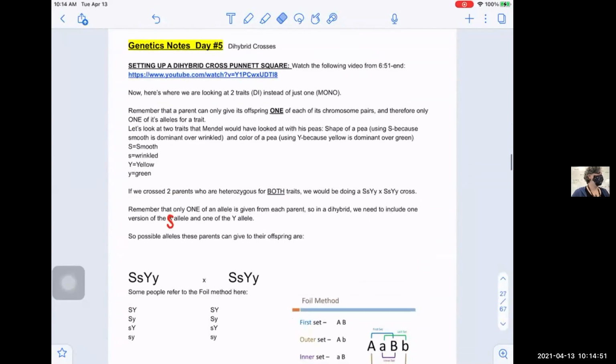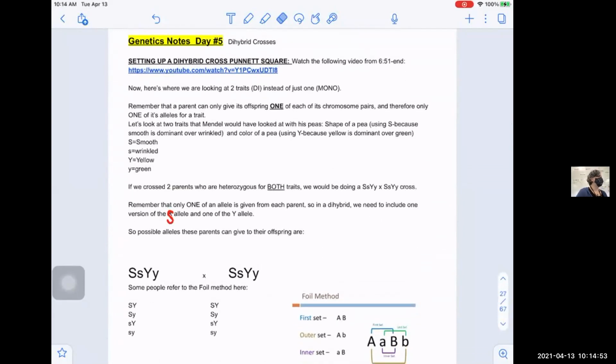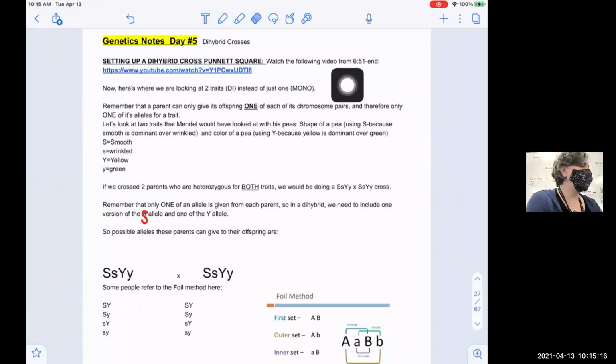And we were going to start today's genetics notes, day 5. All right, so we're going to be setting up a dihybrid cross Punnett square today. Before we walk through it slowly, I want to show you a video that's linked in your notes here. You can always watch it again if it helps. I would just point out it's a pretty long video.